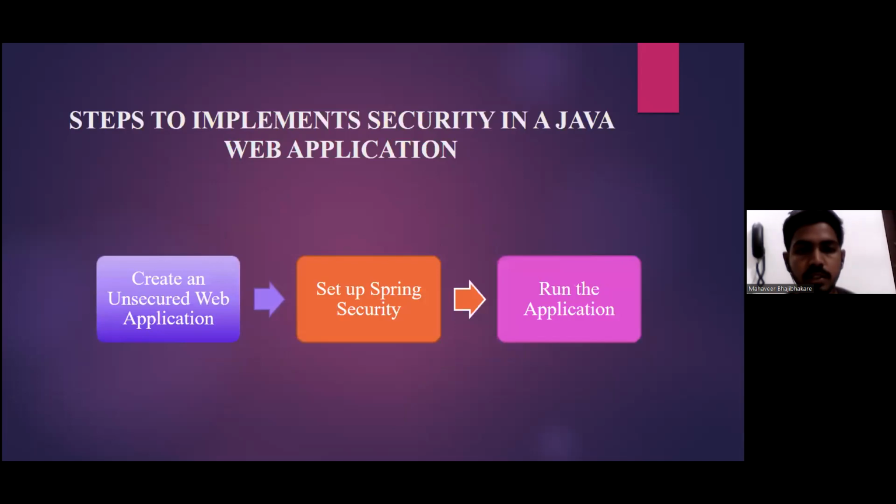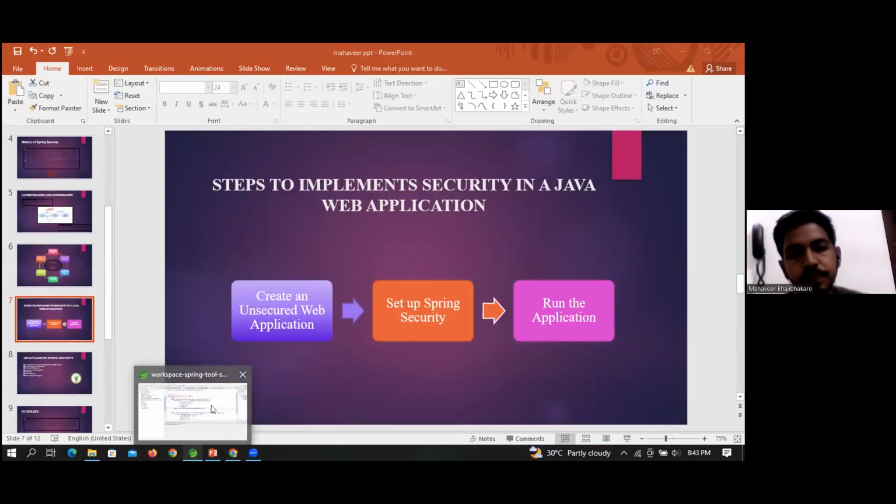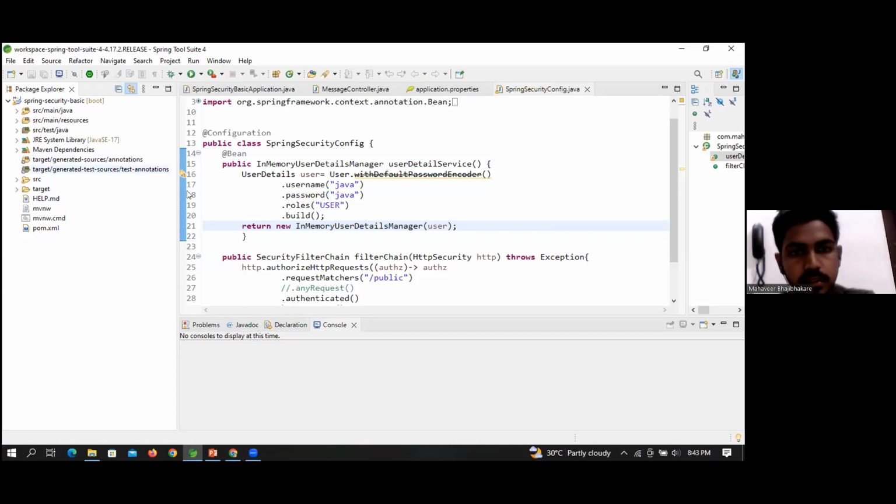Next, there are various steps to implement Spring Security in a Java web application. The first step is to create an unsecured web application with the help of Spring Boot. Then set up Spring Security, which is the second step, and then run the application. So I want to present my implementation. Here is my code implementation regarding Spring Security.